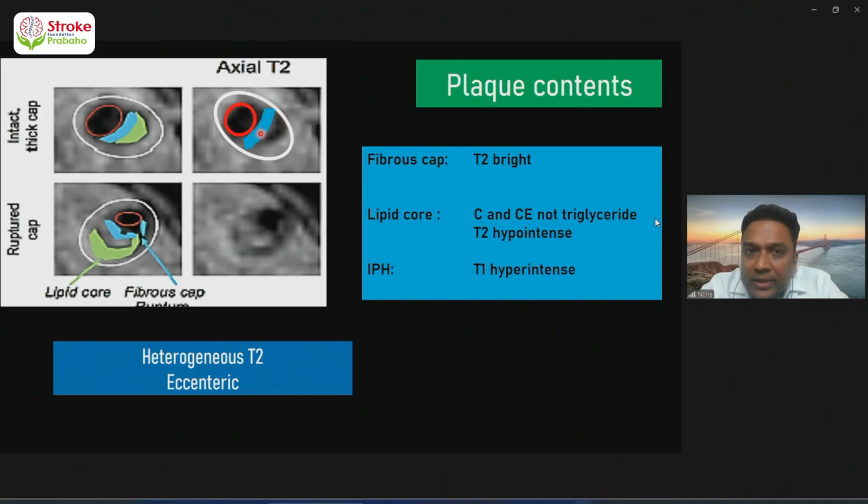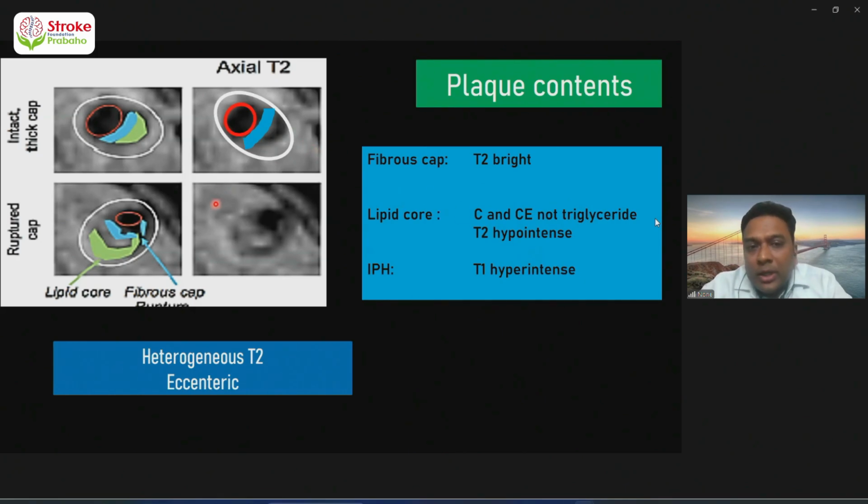And below that, you have the lipid core. Normally on T1 and T2, lipid appears bright. But if you see here, this is appearing dark. The difference between this and the other lipid is that this contains cholesterol and cholesterol esters and not triglycerides. The cholesterol and cholesterol esters appear T2 hypointense.